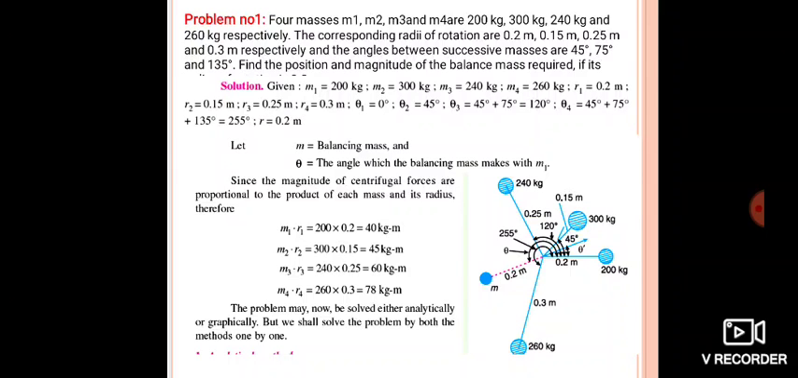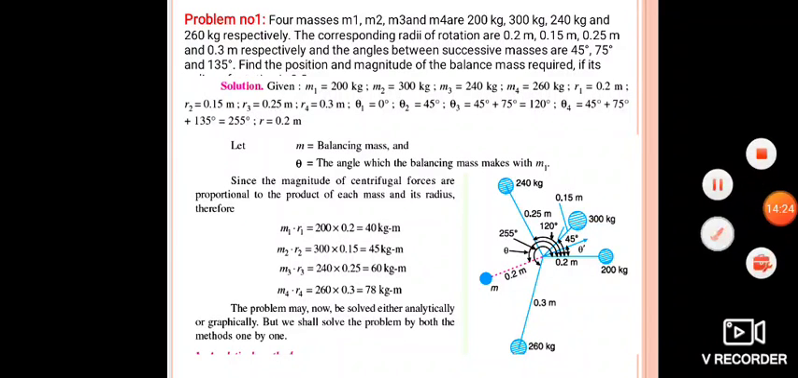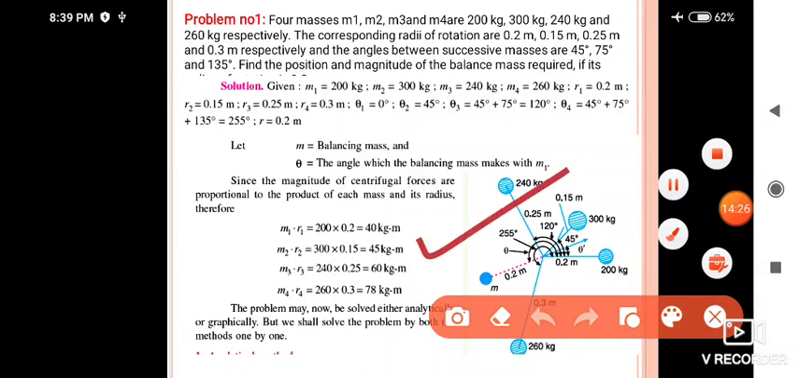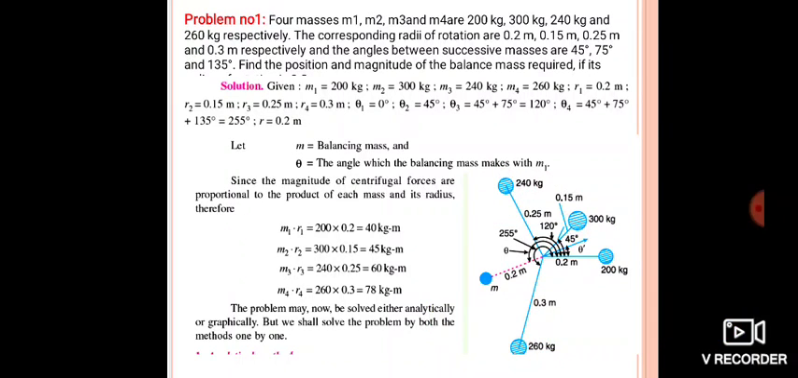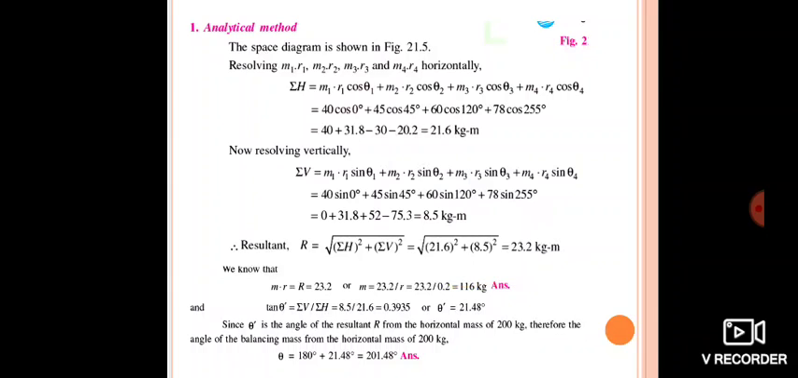Both are necessary. Once you have drawn this space diagram, you are definitely going to get 2 marks. Okay, 2 or 1 marks you are definitely going to get for this space diagram, so not to worry. Then, solving with the analytical method.